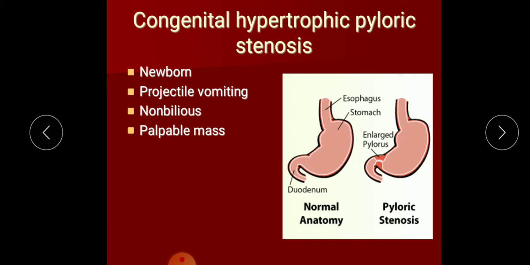Why? It is because of the obstruction or some defect in the circular muscles, thereby producing a stenotic effect in the pyloric region. Fine. So the vomiting will be non-bilious, it will be projectile, and on clinical examination of the baby, you can feel a palpable mass in the right hypochondrium epigastric region with a visible peristalsis. And it is one of the conditions that require a surgical correction.